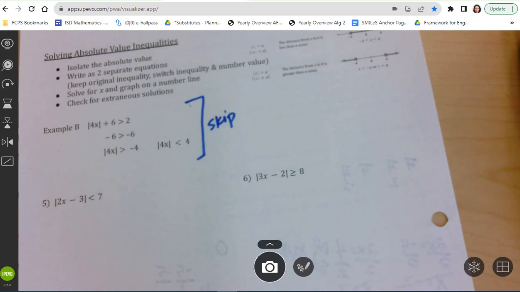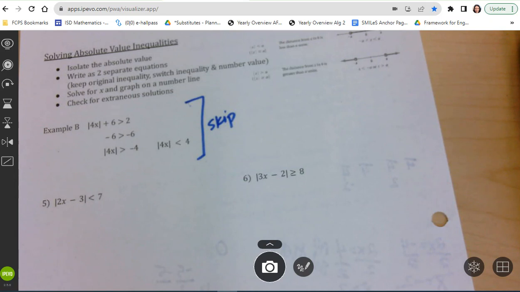Write as 2 separate equations. They're actually called inequalities when you have the less than or greater than sign, but I won't be picky. So you're going to write it twice. Notice what changed. Not only did we have negative 4 and 4, but also our greater than changed to a what? Less than. So when you change to something's opposite, you also are going to change your inequality. So greater would be less would be greater. Solve for x and then check to make sure your answers make sense.